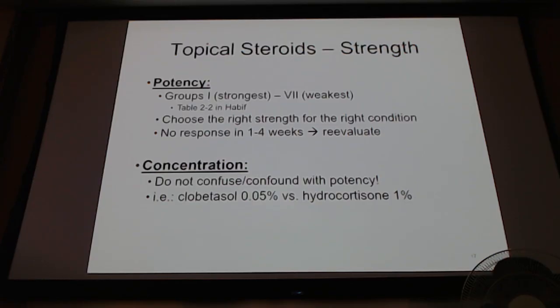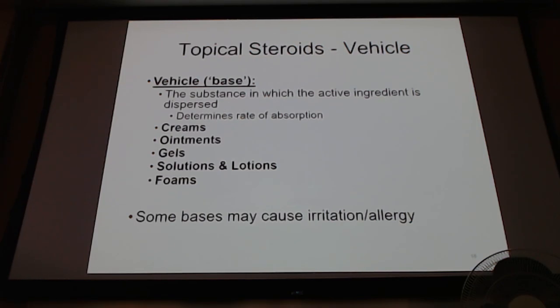Concentration, yeah. Talking about just breaking them down. Vehicle: the substance in which the active ingredient is dispersed. So how are we going to do that? We can give them a cream, ointments, gels, solutions and lotions, foams. These things have specific components that are necessary to be used.